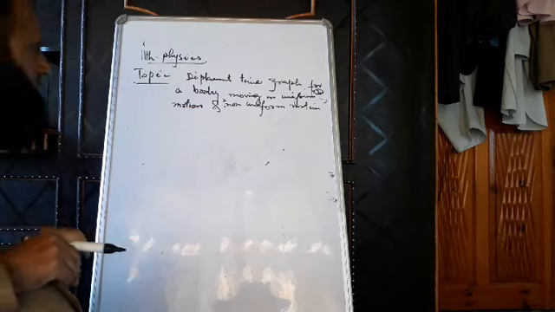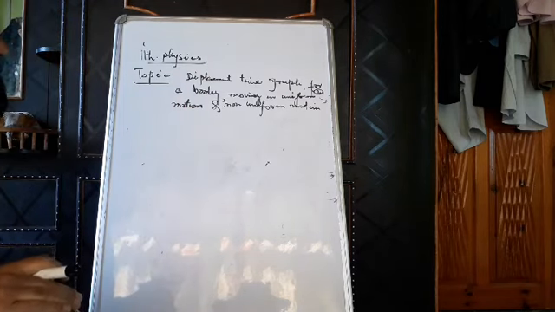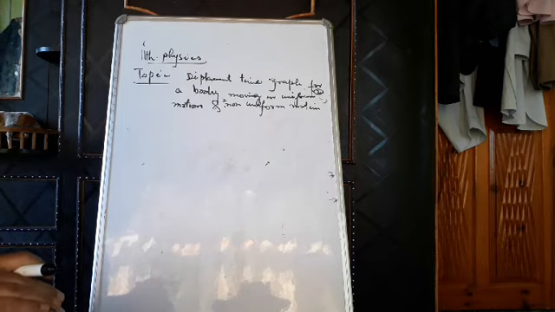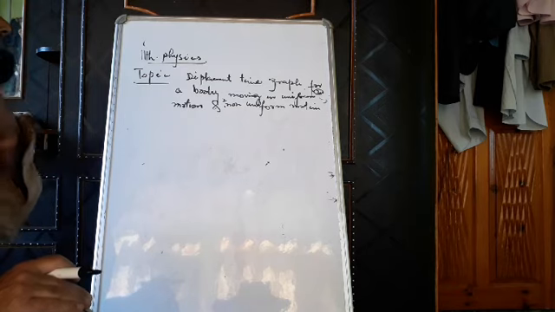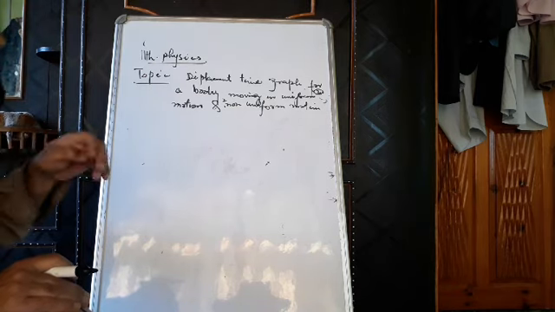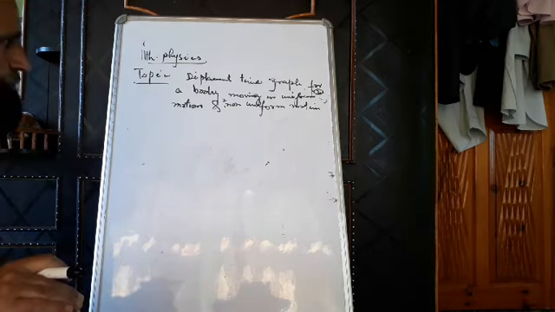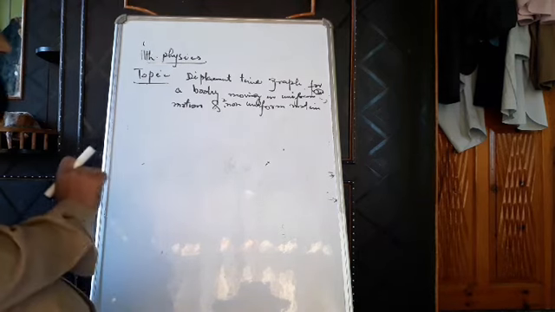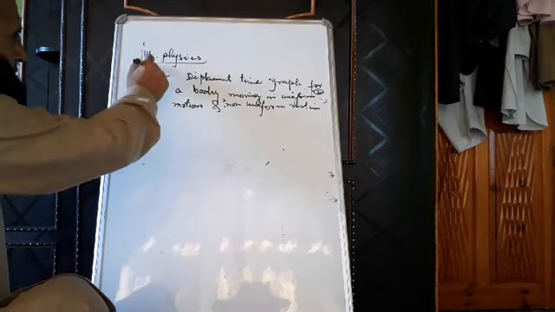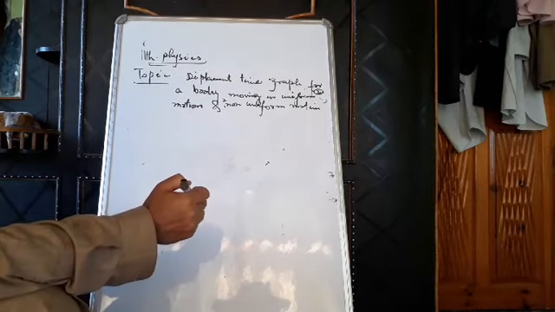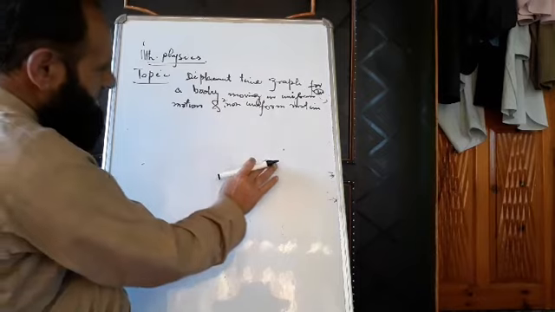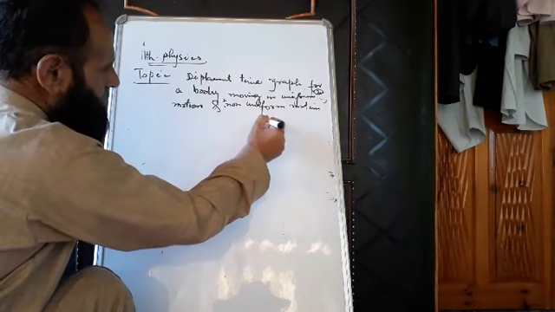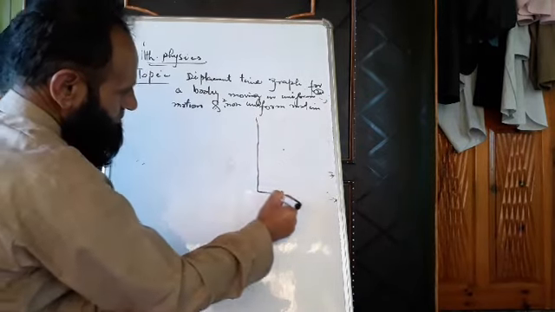Our today's topic is the displacement time graph for a body moving in uniform motion and in non-uniform motion. Displacement time graph for a body moving in uniform motion and also the next topic, non-uniform motion, class 11th. Let us show the displacement time graph of a body moving in uniform motion first.